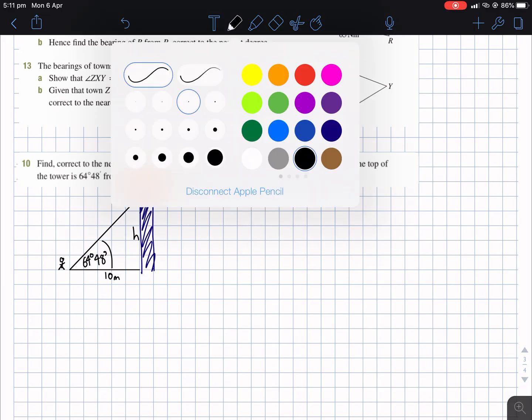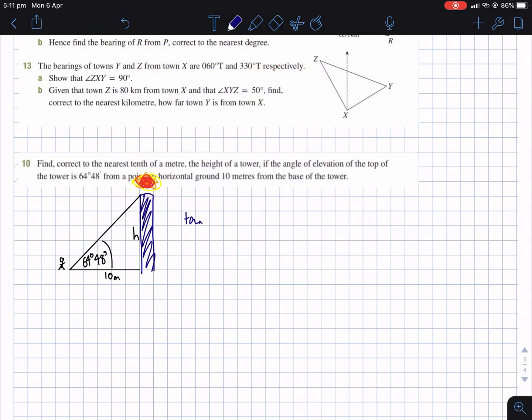So we're going to use tan. So tan 64 degrees 48 minutes equals the opposite over the adjacent. So the height of the tower is 10 tan 64 degrees 48 minutes, which gives us a bit over my calculator, to be honest, 21.25 meters. They want us to the nearest tenth of a meter, so it's 21.3 meters.